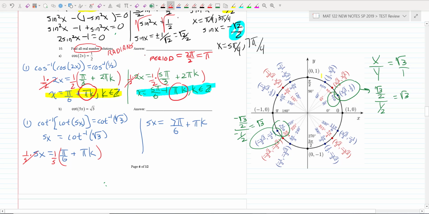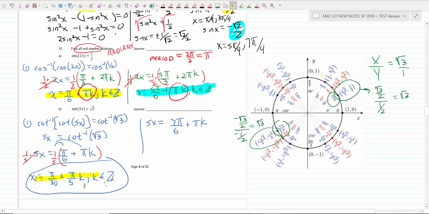Okay, and that would cross that out. That would give you one formula, which would be this: x equals pi over 30 plus pi over 5 k, where k is an integer. So that would actually be the one answer to the problem. That actually is the answer to the problem, and I'll explain why.